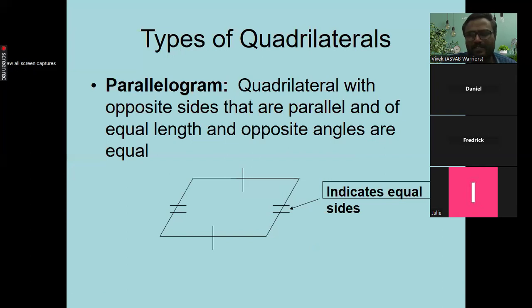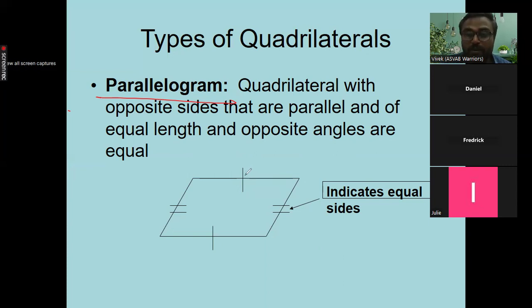Types of quadrilaterals. Please take screenshots so that you can study or revise about it later. So, parallelogram. Basically, guys, a parallelogram is a quadrilateral having opposite sides as equal.